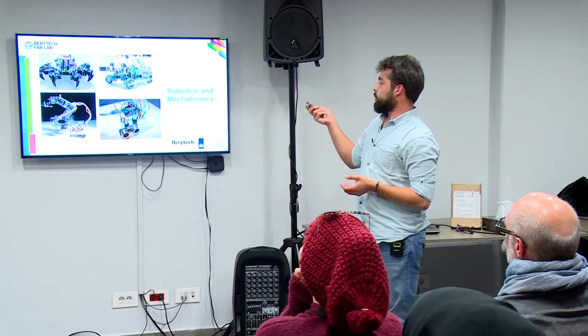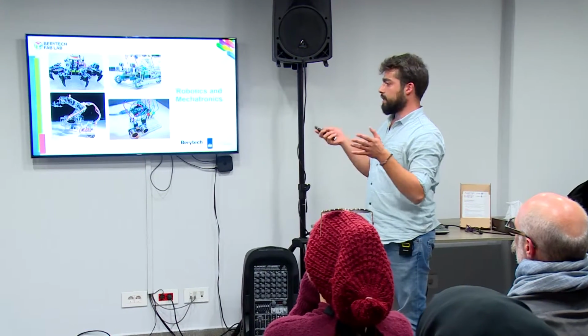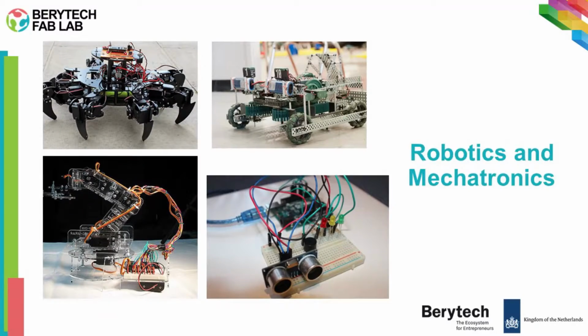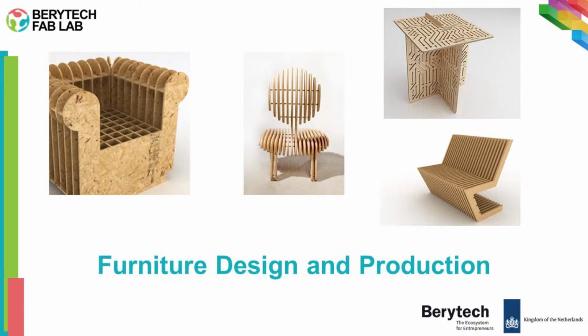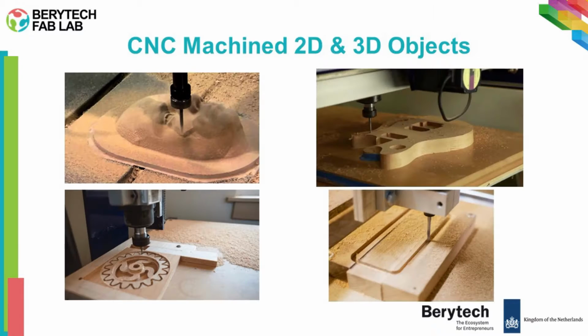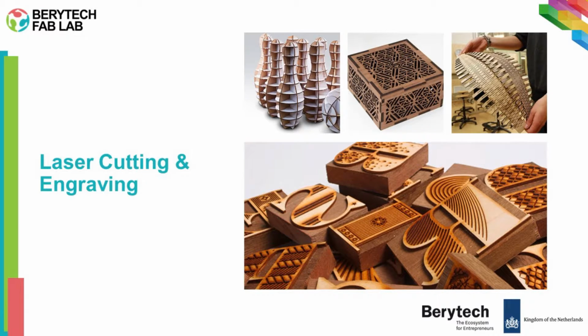As for what we can do from all this technology that I showed you, we can build robotics and mechatronics systems that are based on electronics mainly. We can build PCBs. We can make furniture by using the CNC machine. We can make 3D objects using the CNC machine. We can use the laser cutter for building. The laser cutter is the best machine in the lab.